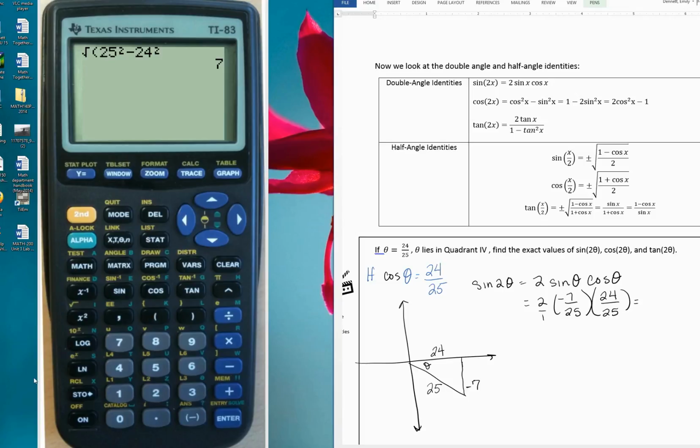So we can take on our calculator 2 times negative 7 over 25 times 24 over 25. Put it in a fraction, and we get negative 336 over 625. So that's what sine of 2 theta is equal to.